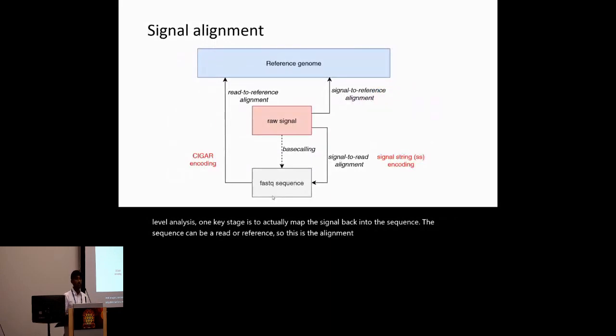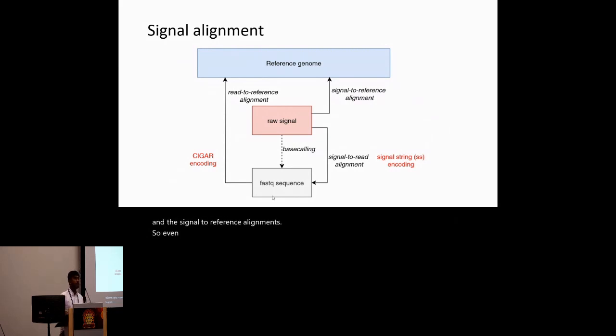So you start with the raw signal, you do the base calling to get the FASTQ sequence. Once you have the FASTQ sequence or the read, you can map it back to the reference genome and get the read to reference alignment. In the nanopore domain, you have two more alignments that you can do. One is signal to read and the other is signal to reference alignment.